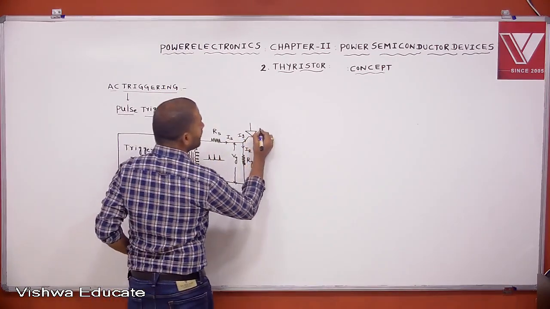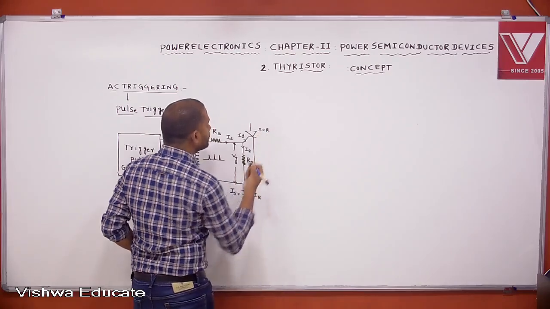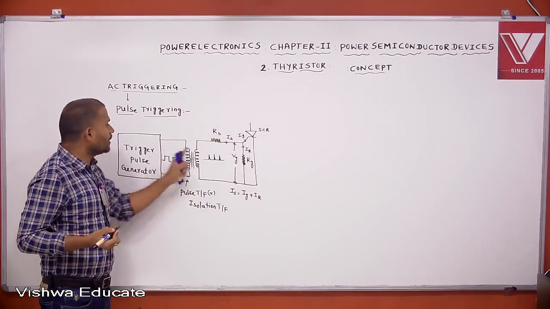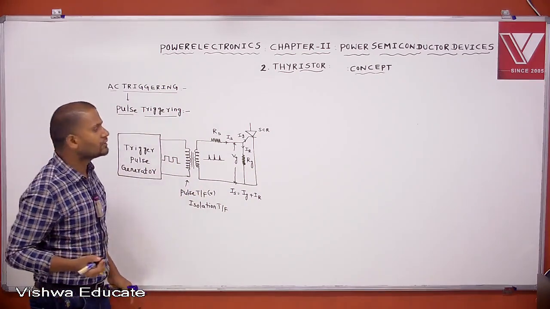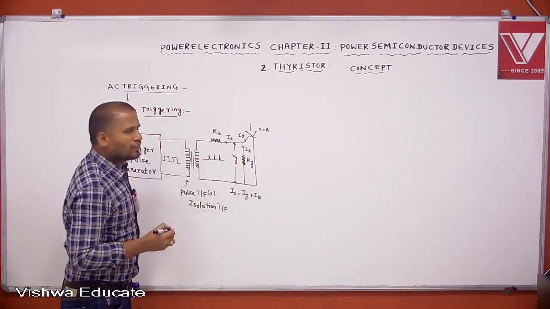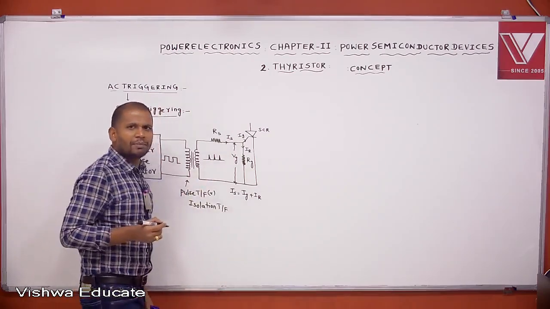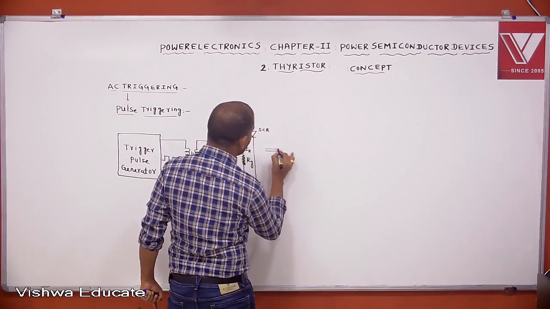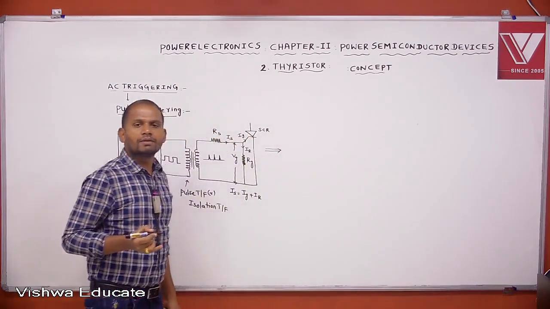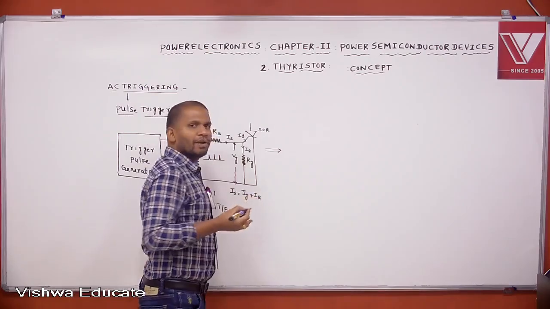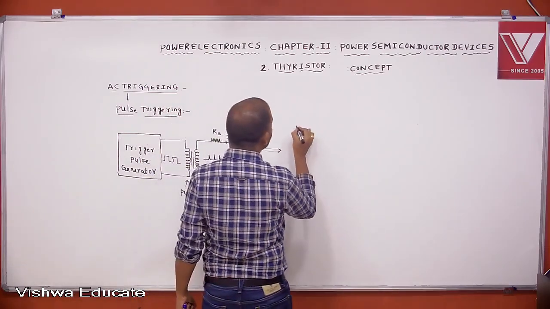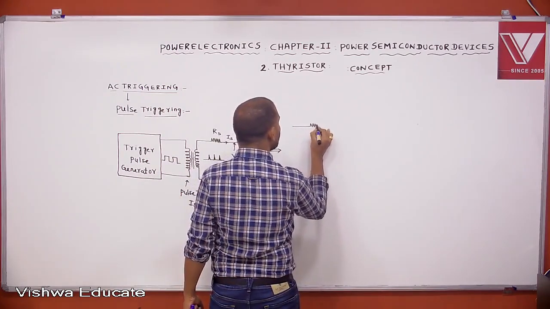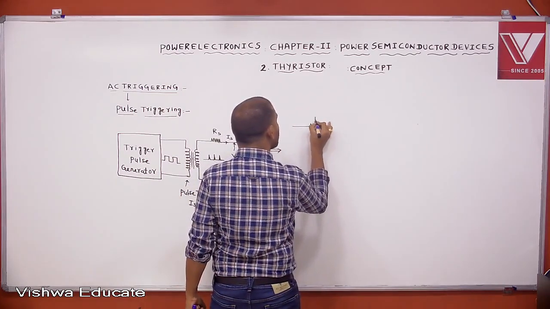Then this is the thyristor or SCR. This is the trigger circuit: trigger pulse generator, pulse transformer or isolation transformer. This is the theoretical circuit. Practically, the circuit is redrawn like this. This is the practical AC pulse trigger circuit. This resistance is R.